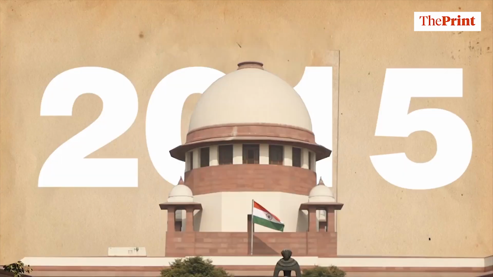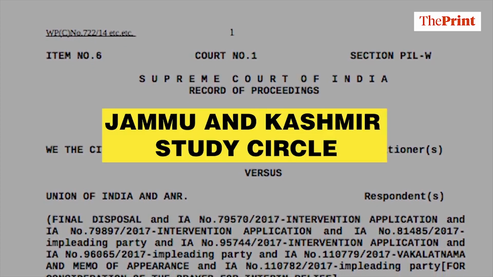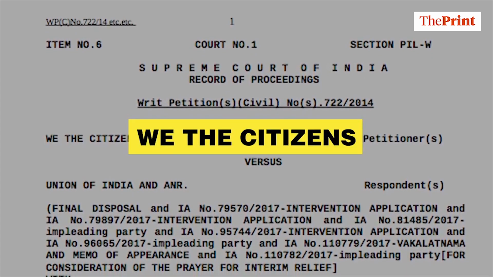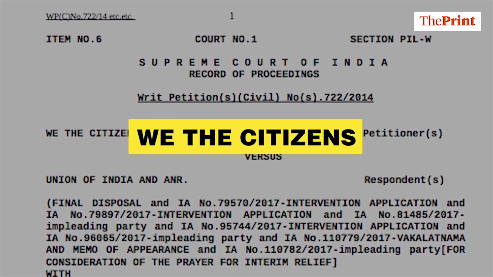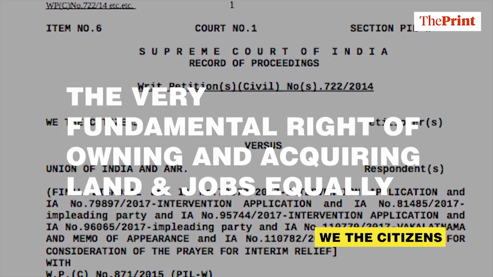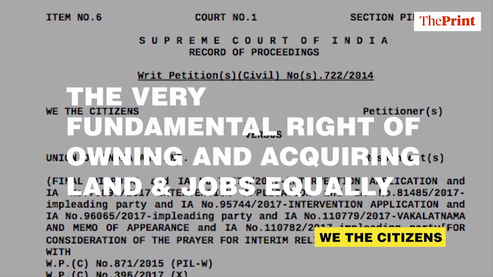In 2015, this article was contested by a think tank called Jammu and Kashmir Study Circle and an RSS-linked NGO called We the Citizens. According to We the Citizens, Article 35A creates a class within a class by challenging the very fundamental right of owning and acquiring land and jobs equally. But this is where it gets interesting.